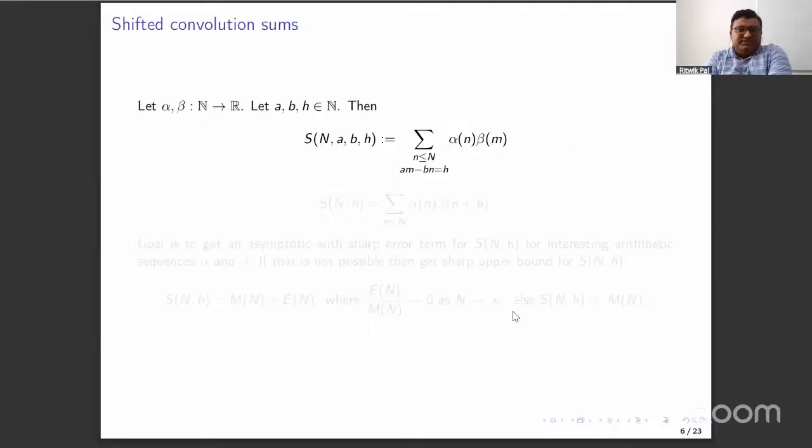Now we come to the definition of shifted convolution sums. Let alpha and beta be two sequences. Then a shifted convolution sum is basically a sum over the sequences alpha(n) and beta(m), where n is truncated up to capital N, such that a linear multiple of m and a linear multiple of n have the difference h. This h is called the shift of this convolution sum, and that's why it's called a shifted convolution sum.